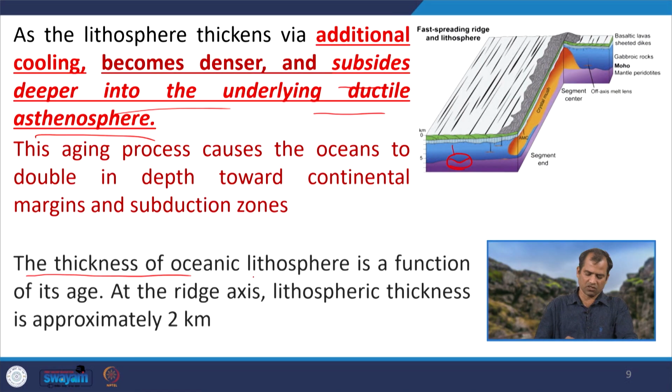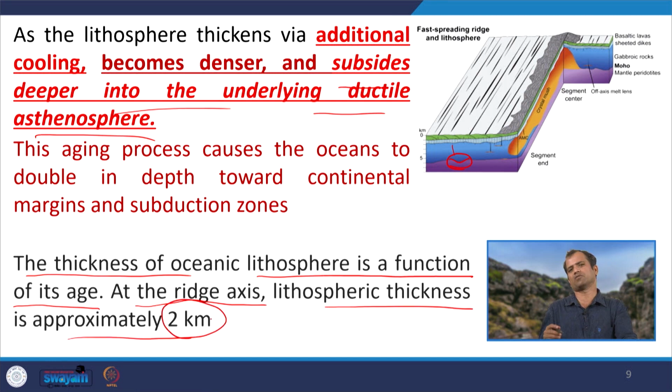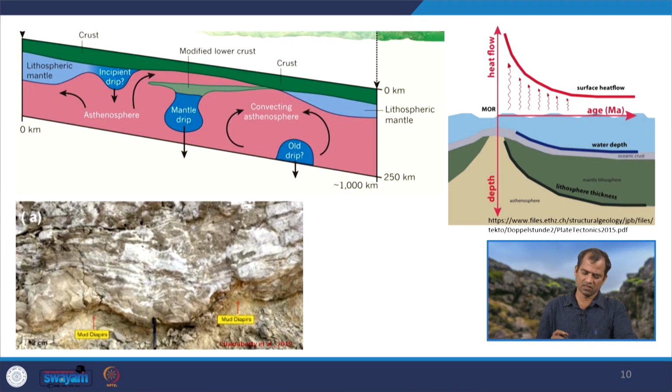So, the thickness of the oceanic lithosphere is a function of its age. At the ridge axis, the lithosphere thickness is approximately 2 kilometer. However, if you are moving away from it, its thickness is increasing and it may reach about 40 to 100 kilometer. And here is the diagrammatic representation of how this lithosphere is more dense than the asthenosphere. So, if it is happening, then how is it behaving within this asthenospheric system? You see, this is the asthenosphere and the lithosphere.